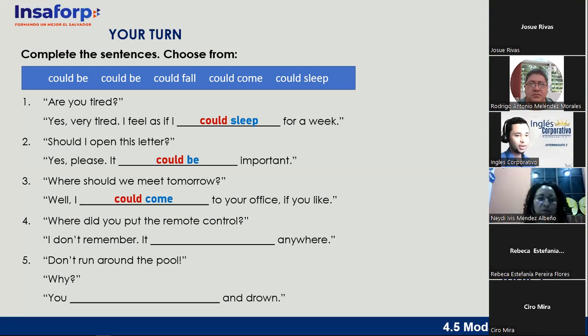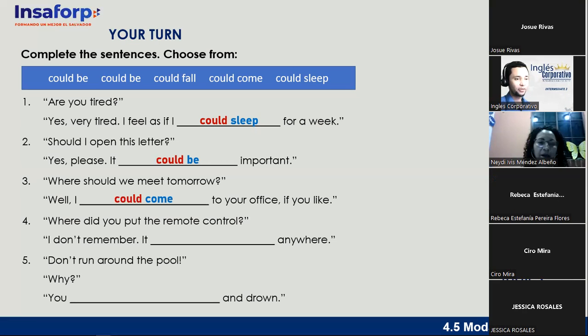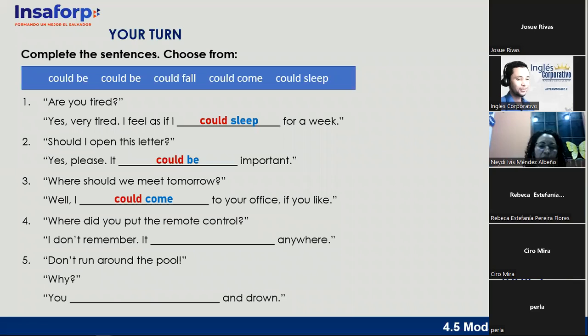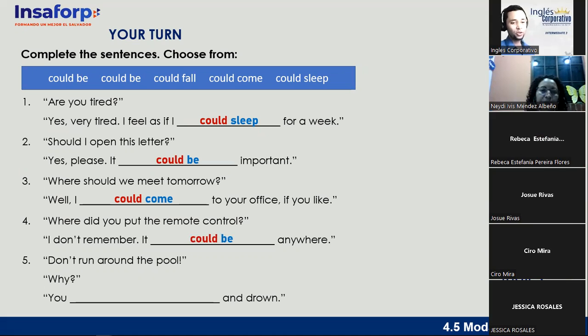Josue. And then Rodrigo will have number five. So Josue, where did you put the remote control? I don't remember. It could fall anywhere. Actually, it's a different answer. I'm going to give you a second opportunity. I don't remember. It could be anywhere. Podría estar en cualquier lugar, right? Correct. I don't remember. It could be anywhere.